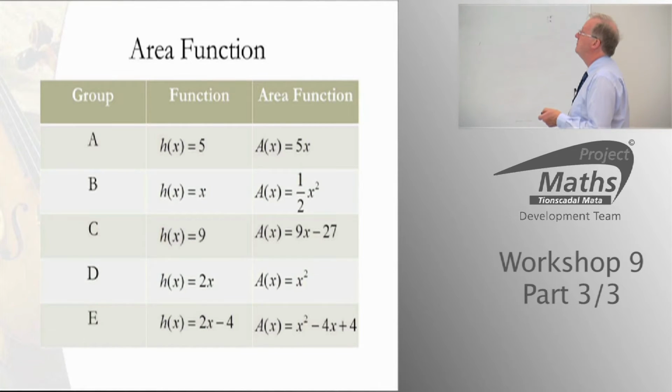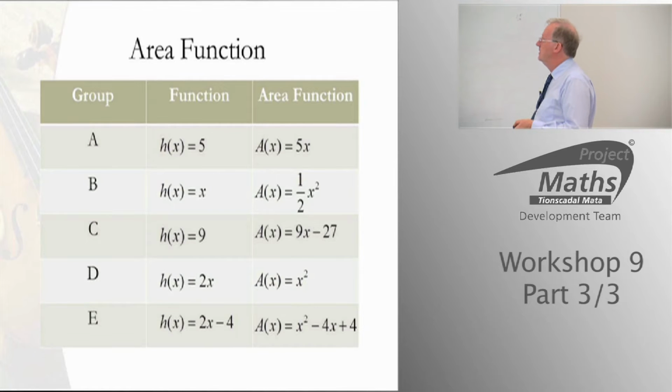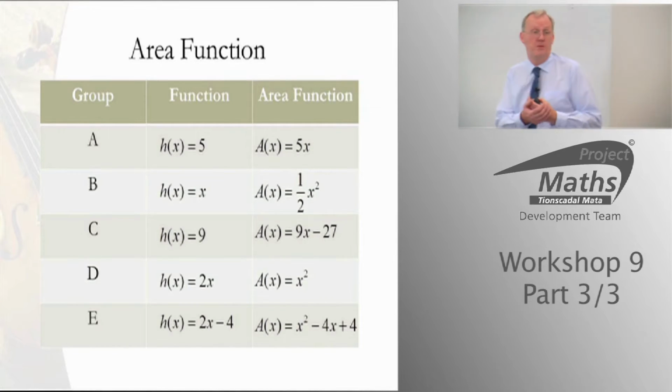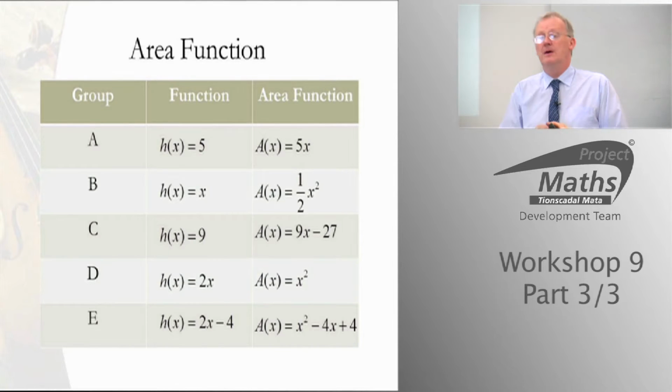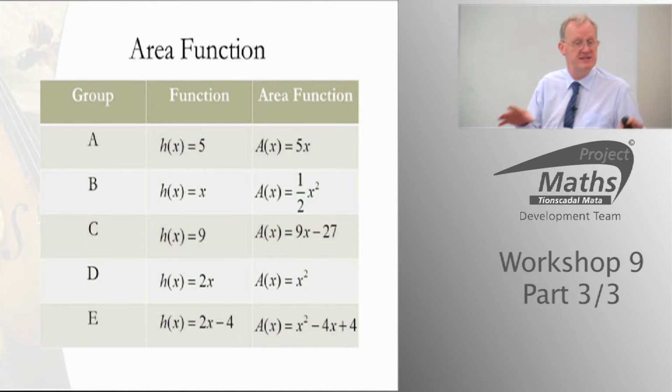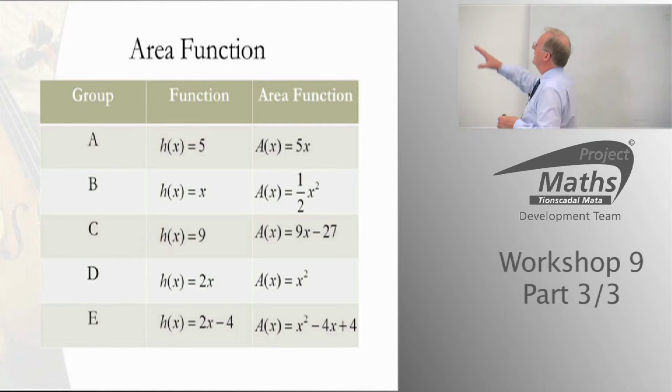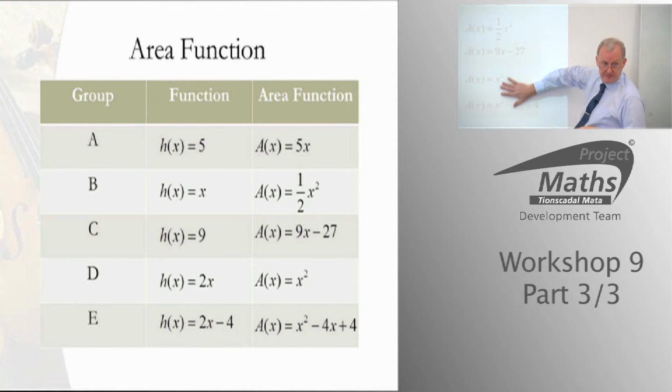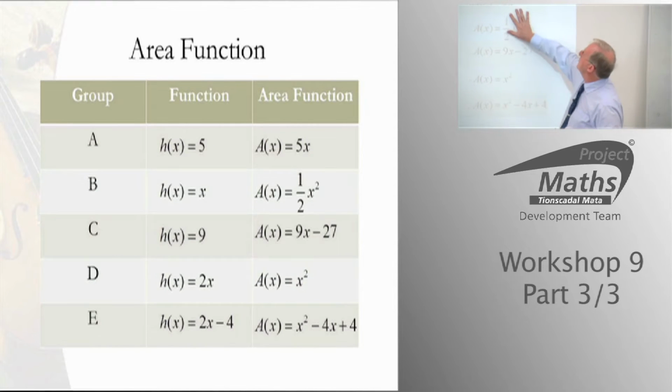Now look, the original function is 5, the area function is 5x. Original function is x, the area function is a half x squared. The original function is 2x, the area function is x squared. Do you see a link? And I'd hope some students will, but if they don't, what I might say to them is, look at this and go that way.